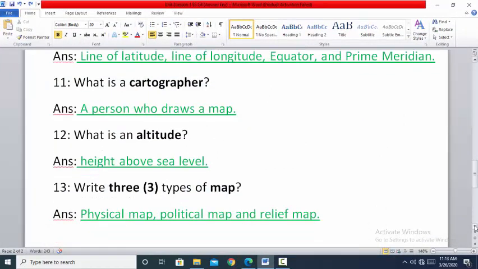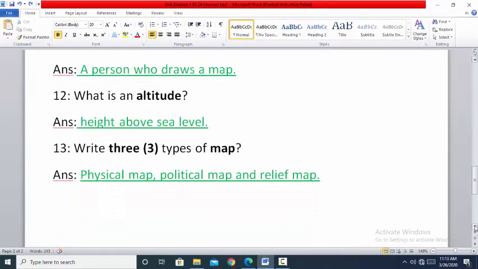Next question. Write 3 types of maps. We have physical map, political map, and relief map. So how many types of maps do we have? We have 3. They are physical map, political map, and relief map.